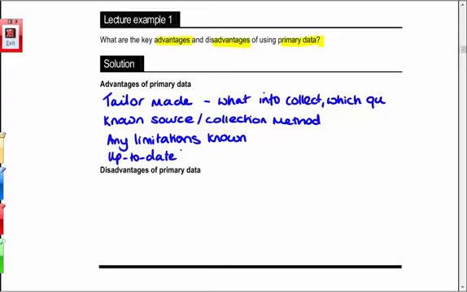The disadvantages, though, of primary data are primarily the cost. So it's very expensive then to set up a survey and collect all of the responses and analyse them. And it's also very time consuming to approach all of the people in your sample or in your population.